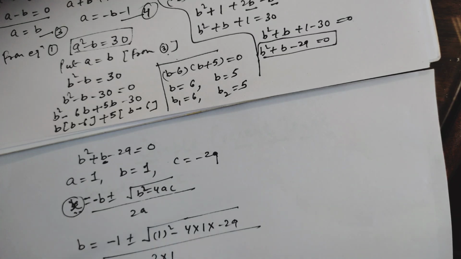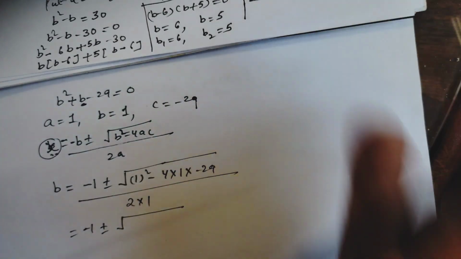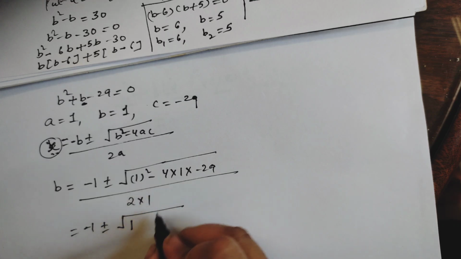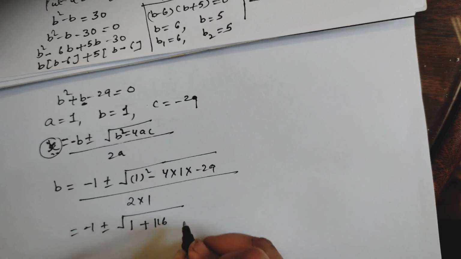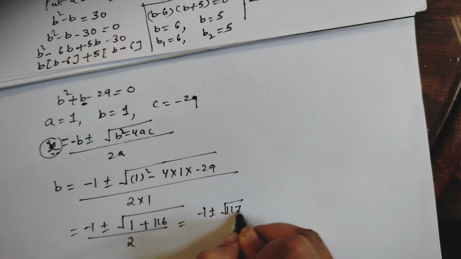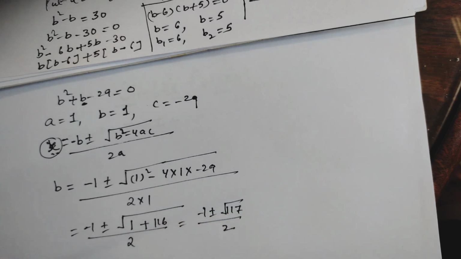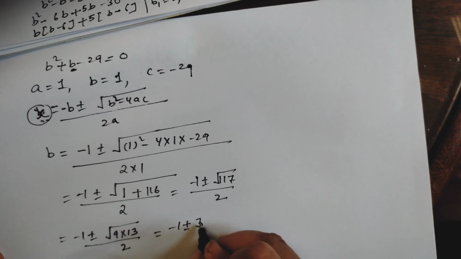Then after that minus 1 is as it is, plus minus under root of 1 square is the 1, and it is minus minus plus 29 fours are, it will 116 upon 2. So minus 1 plus minus under root, it is 117 upon 2. Now after that minus 1 plus minus, can we write this 117 is 9 into 13 by 2, so that minus 1 plus minus, this 9 is the perfect square number of 3, so 3 goes outside and inside is root 13 which is equals to 2.